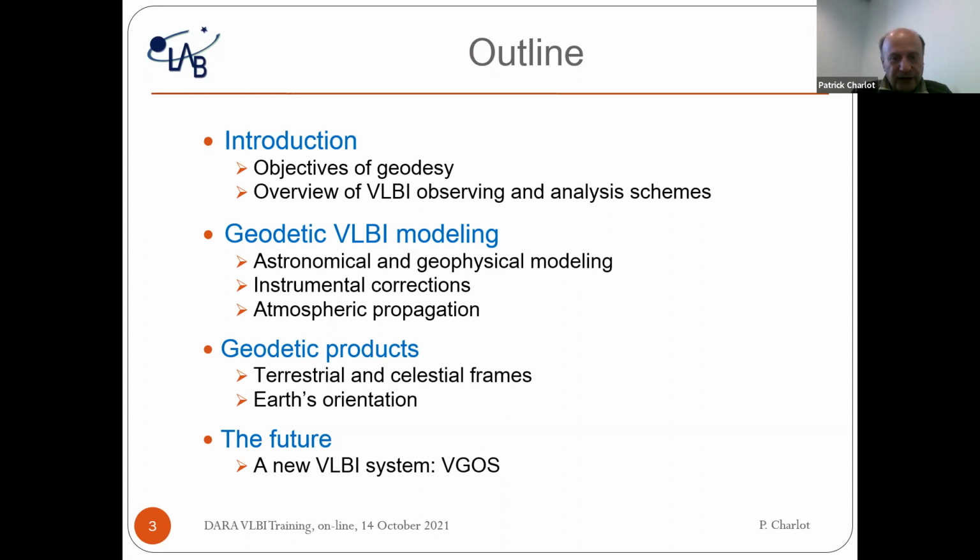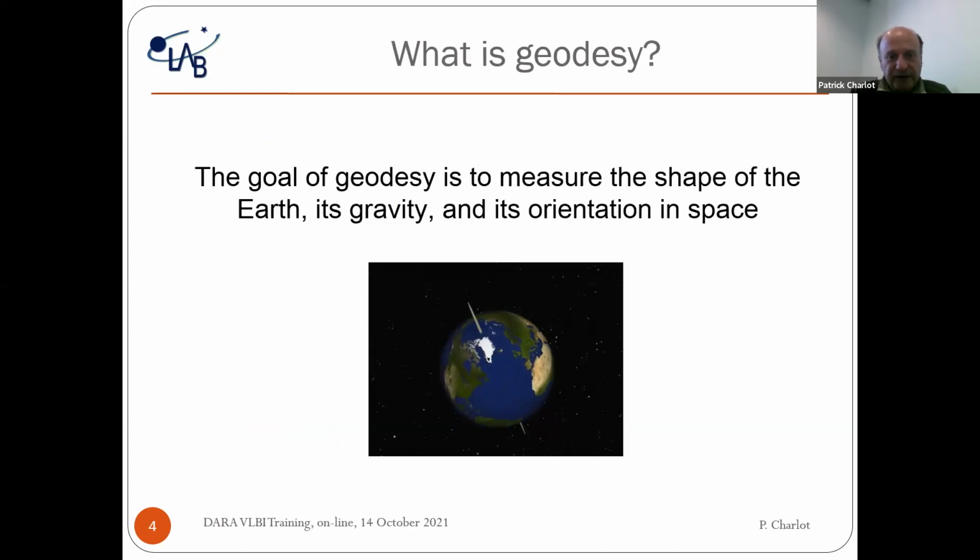So just to start, what is geodesy? If I were to give a definition of geodesy in one sentence, I would say that the goal of geodesy is to measure the shape of the Earth, its gravity, and its orientation in space. So this gives you a full geometry of the Earth and its potential.